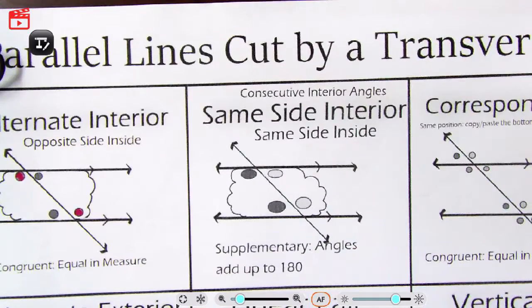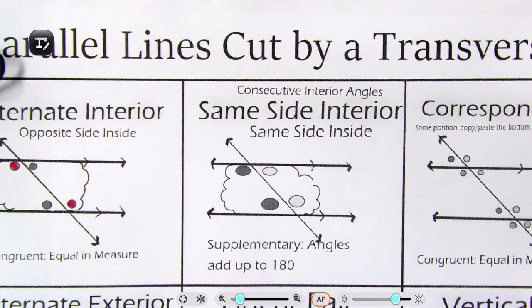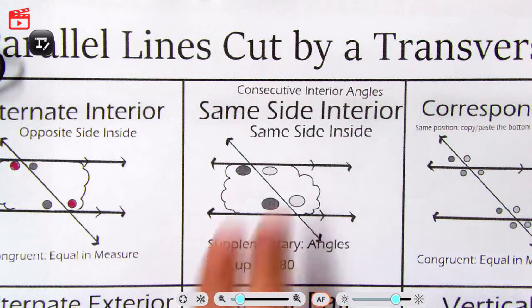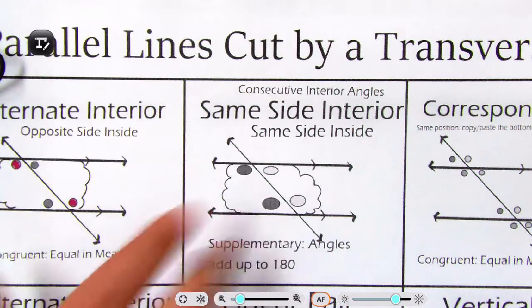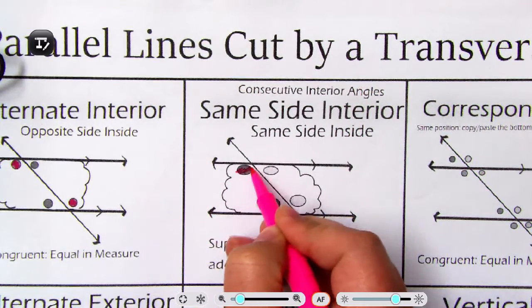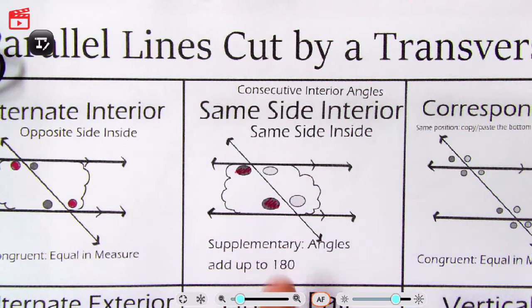Next one we have is same side interior angles. What does that mean? Well, that means they're inside our parallel lines and they are on the same side. So that means that these two angles are supplementary. And what does that mean? That means angles that add up to 180.